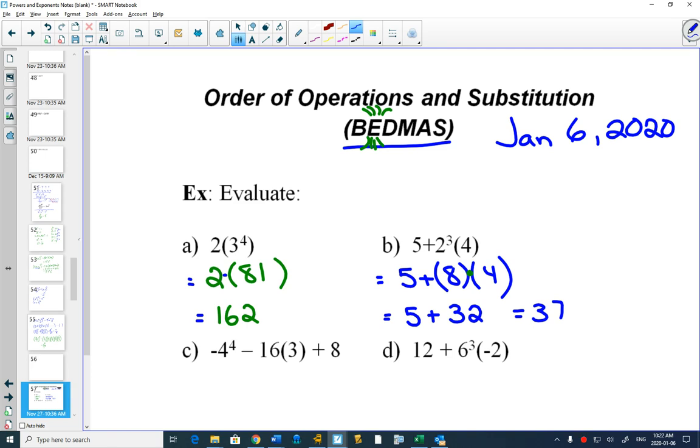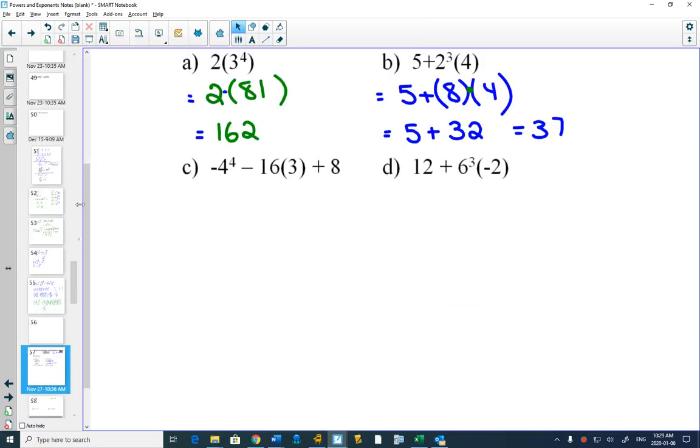So for C and D, I want you to try those two on your own. Take out your calculator. If you need to borrow one, come up here and see me. Okay, let's check how you did.